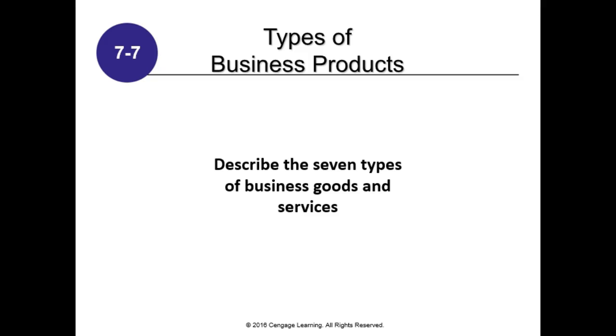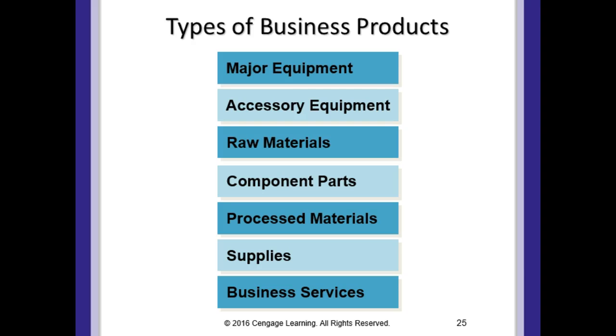Now we're getting into the types of business goods and services. Definitely know these as well. Major equipment is items that are considered capital goods. Big, expensive machinery, mainframes or large networks. These can be the buildings, the factories, the vehicles, the airplanes. All of those kinds of things are major equipment.